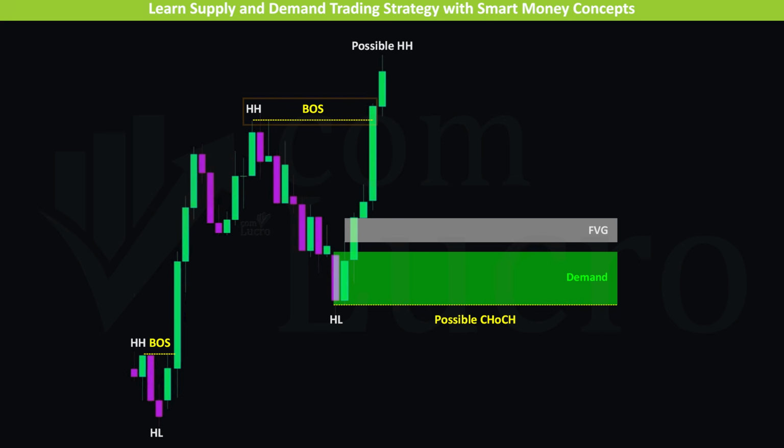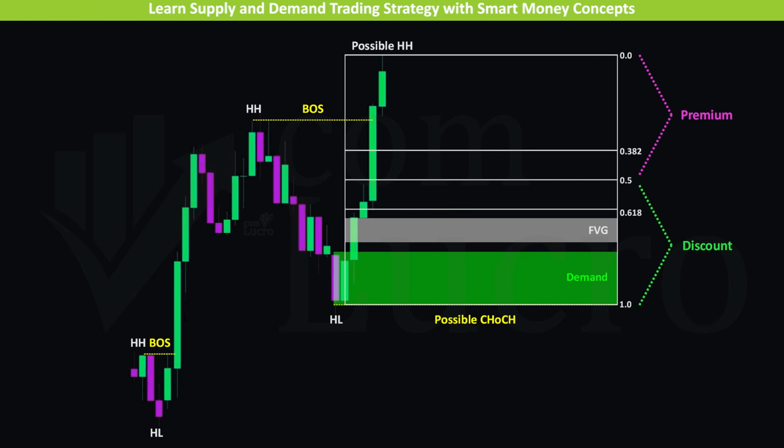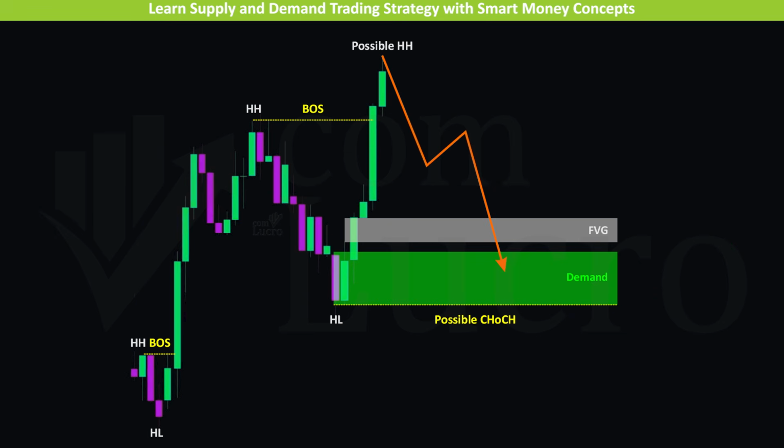From there, trace price back to the starting point of the bullish expansion, the move that caused the break. That origin is what defines the demand zone. The next step is to mark the most recent unmitigated demand zone on the higher time frame and patiently wait for price to return to it.